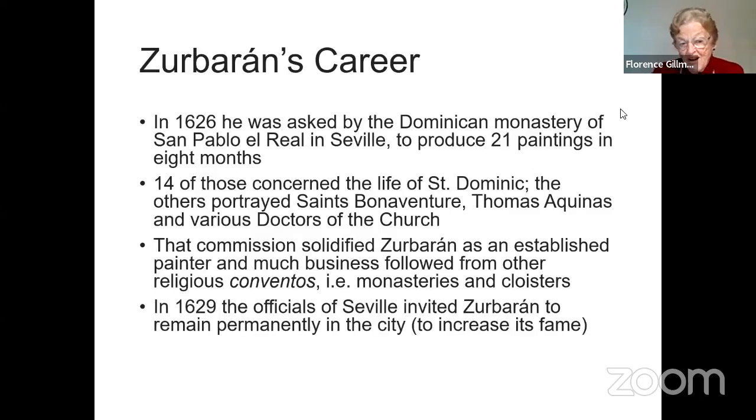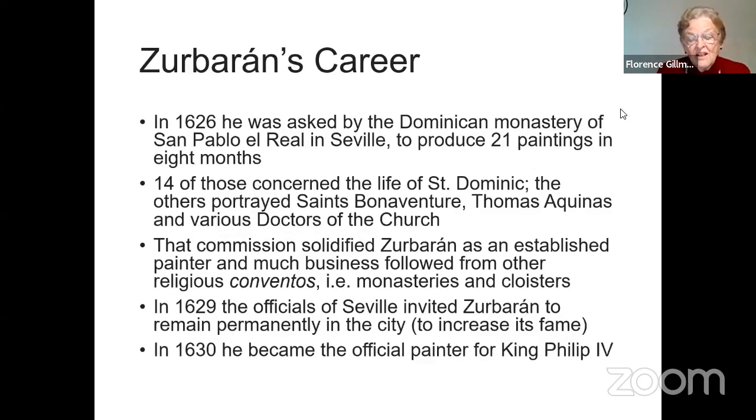So in 1629, the officials of Seville asked him, will you guarantee that you will stay here permanently? And that would add to the fame, literally the bragging rights of the city, which he agreed to. He did stay, but at the same time, King Philip IV of Spain appointed him as his official painter also. So all in all, Zurbaran is a very successful painter in his period.